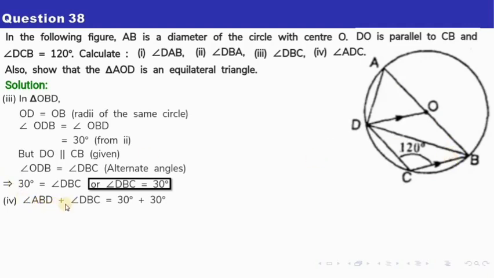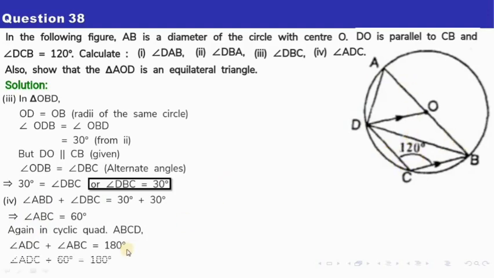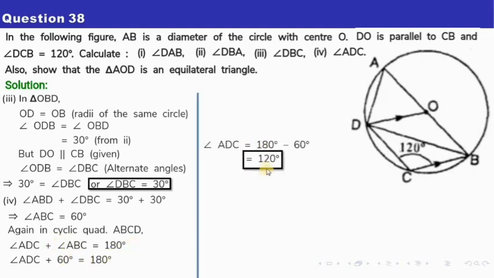So ABD plus DBC will be equal to 30 plus 30, because both are 30. ABD is 30, DBC is also 30. When you add ABD and DBC, you get angle ABC. So this angle ABC will be 60 degrees, as 30 plus 30 is 60. Now this full angle is 60. So using the cyclic property, we have ADC plus ABC equals 180 degrees. Let's put in the value of angle ABC. From here ADC turns out to be 120 degrees. So we are done with the last part as well.